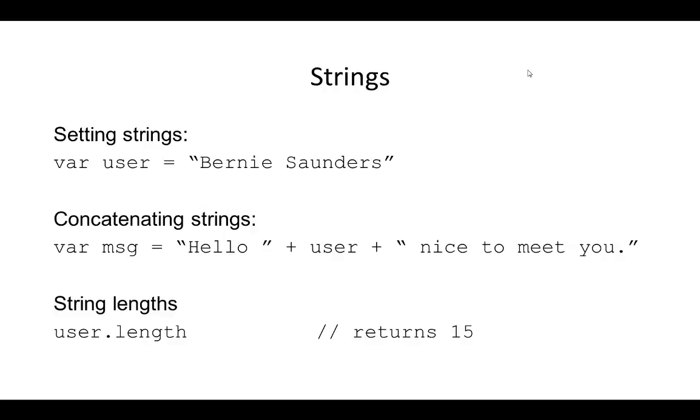So, user says, here's a string. String variable: var user equals Bernie Sanders.